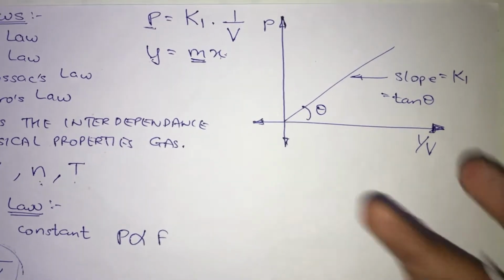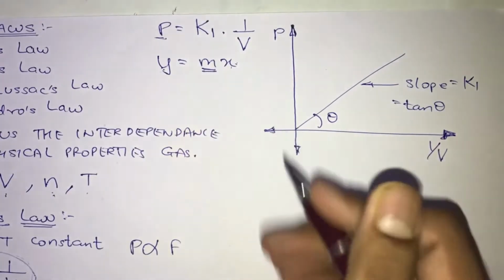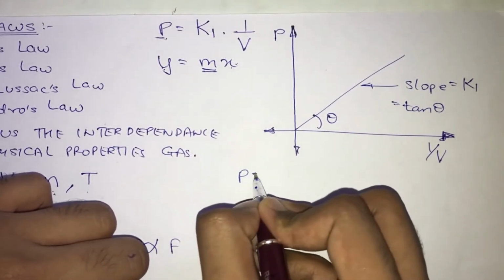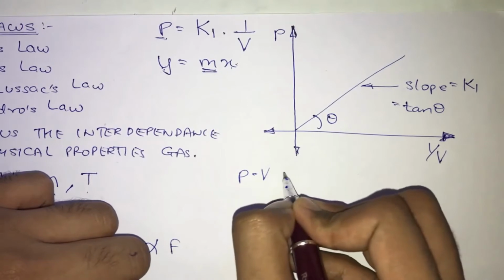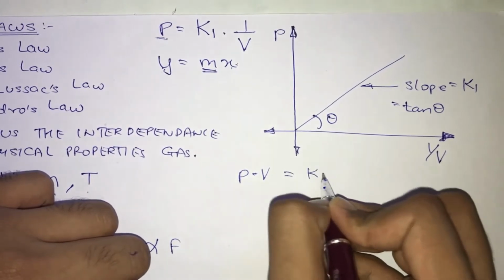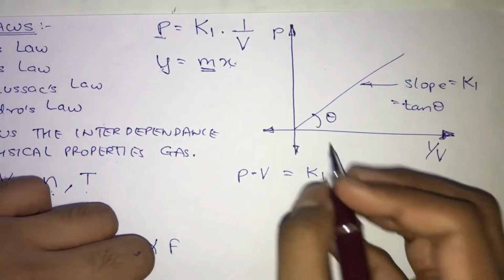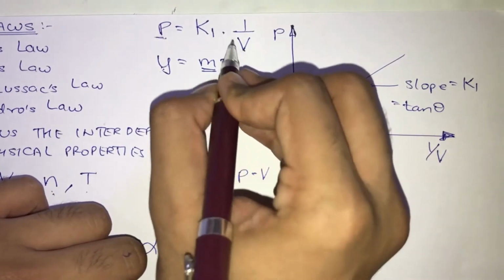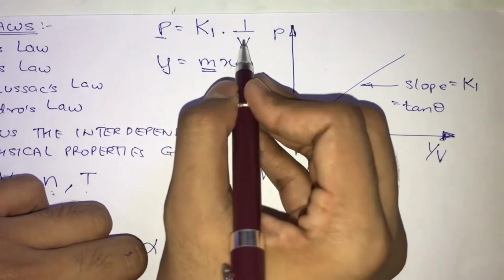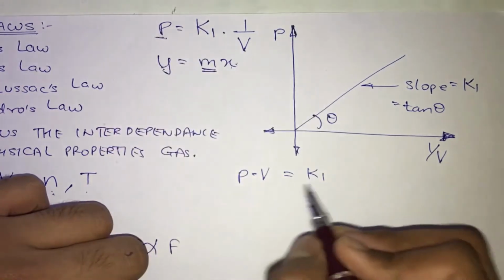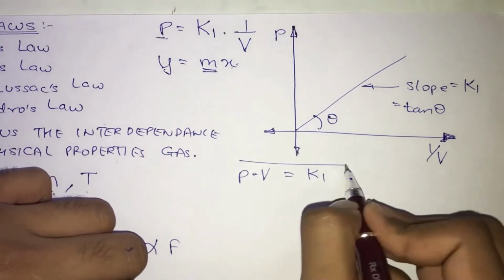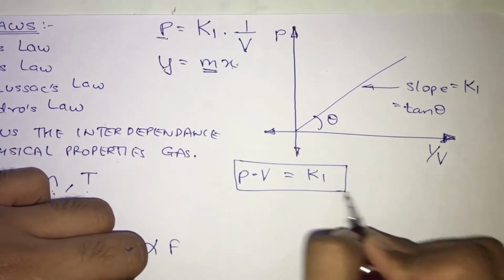Now consider this equation again. Can I write this equation as P into V is equal to K1? Is this right? I have just shifted this V, which is in the denominator, to the left hand side. So when it goes from right hand side to the left hand side, it is obviously going to go in the numerator. So I hope this equation is clear for you.